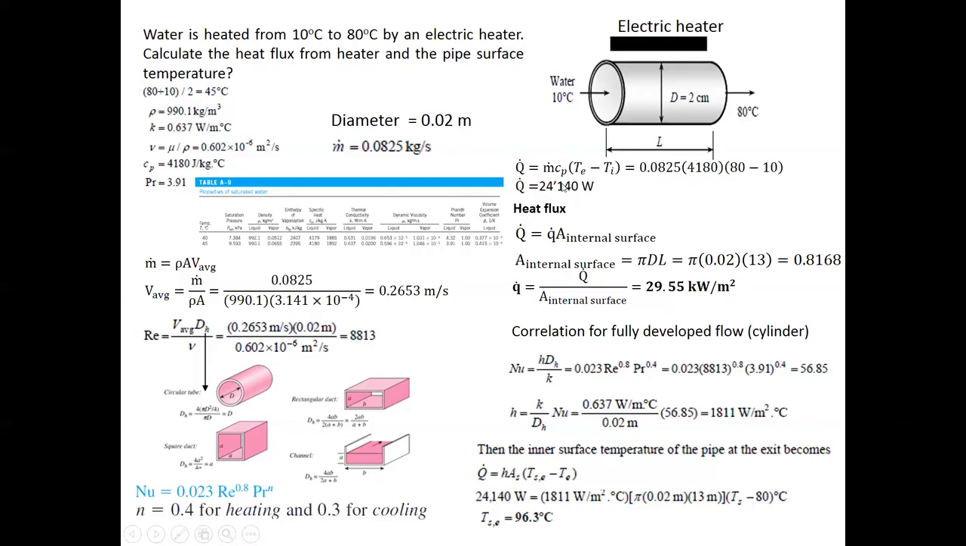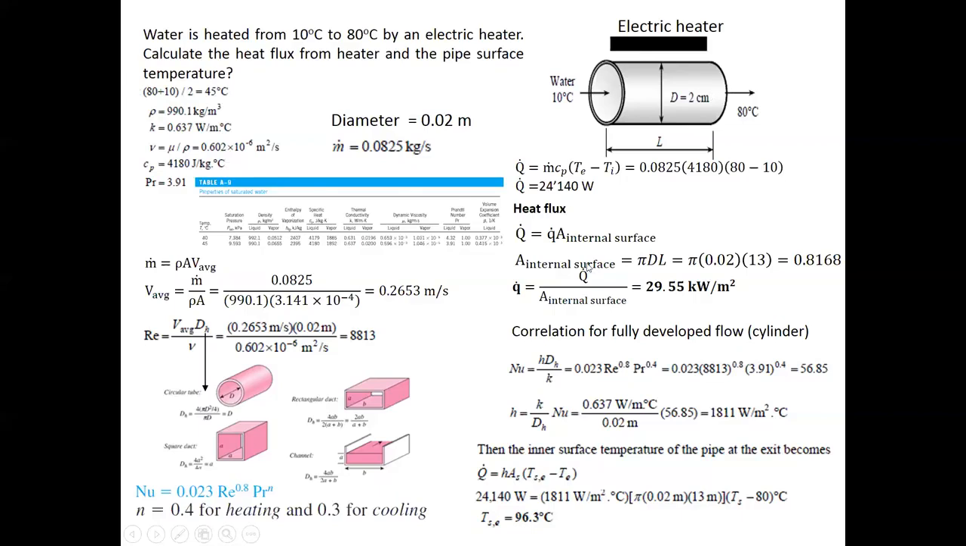So start with calculating the heat flux. We use the general equation m dot Cp delta T. You know m dot, Cp from the table, and temperature exit minus temperature inlet, and you have 24,150 watts. So this is the Q applied from the electric heater. In order to find the small q, which is the heat flux in watt per meter square, you need to divide that by the internal surface area, which is given by pi D L.